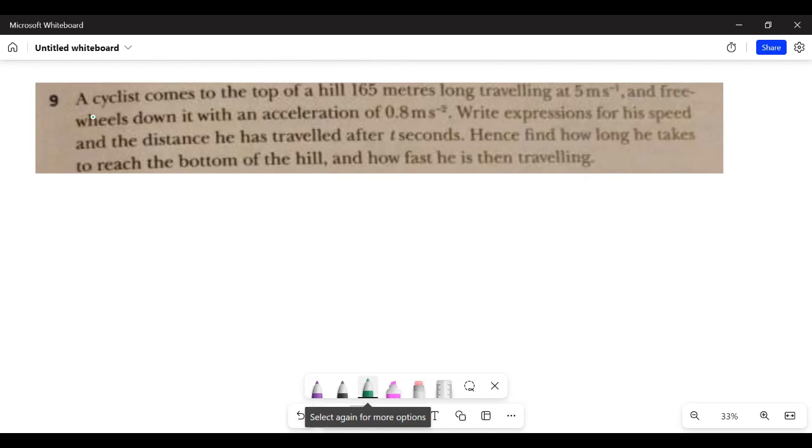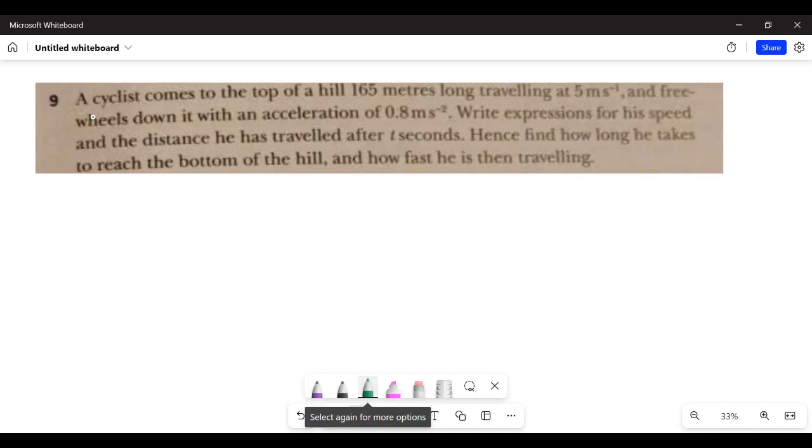A cyclist comes to the top of a hill, 165 meters long, traveling at 5 meters per second, and freewheels down it with an acceleration of 0.8 meters per second squared. Write an expression for his speed and the distance he has traveled after t seconds. Hence, find how long he takes to reach the bottom of the hill and how fast he is then traveling.